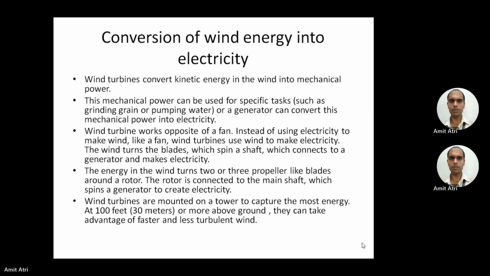The energy in the wind turns 2 or 3 propeller-like blades around a rotor. The rotor is connected to the main shaft, which spins a generator to create electricity. So wind turbines are mounted on a tower to capture the most energy. Okay, that is why we usually try to give it height. At approximately 100 feet or 30 meters above the ground, they can take advantage of faster and less turbulent wind. Means height is a big factor. The amount of energy which can be extracted from the wind depends on the height.